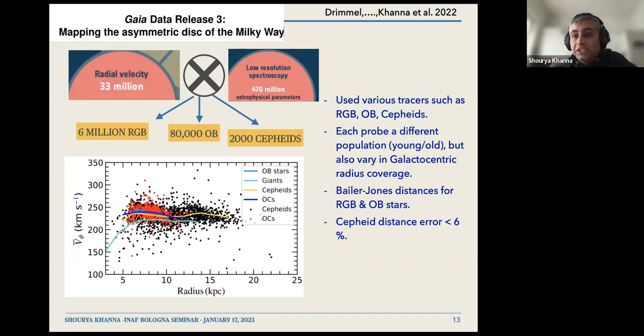Which is actually why, when I showed the angular velocity curve, in principle you could sample the same number. The Cepheids here are only 2,000 compared to about 6 million. But if you could have a boost of the number of Cepheids here, that would be, I guess, the true circular velocity curve of the Milky Way.